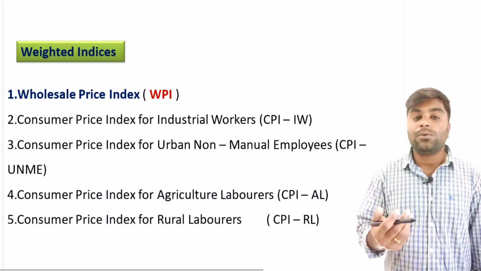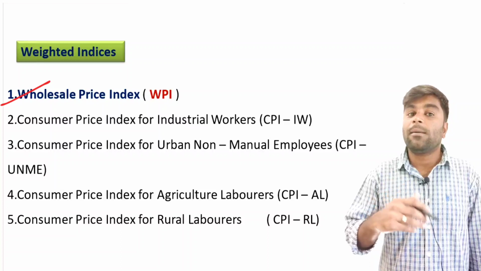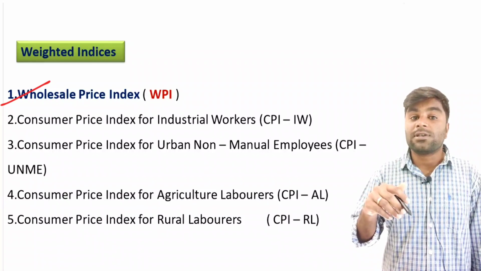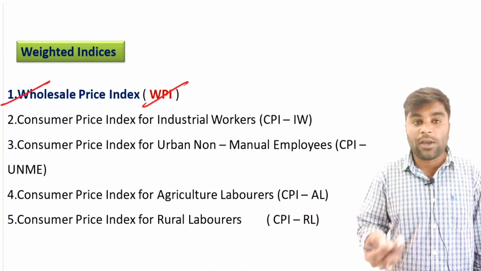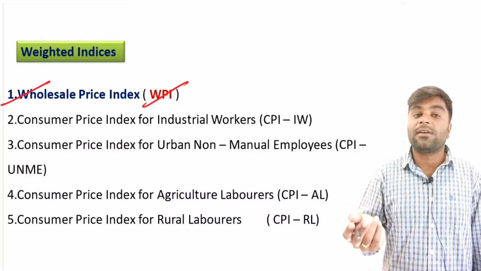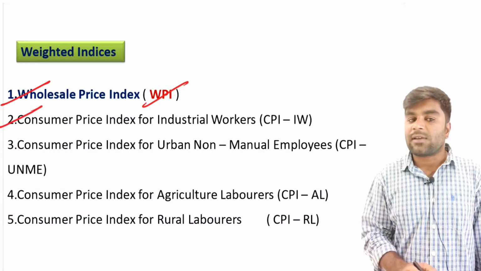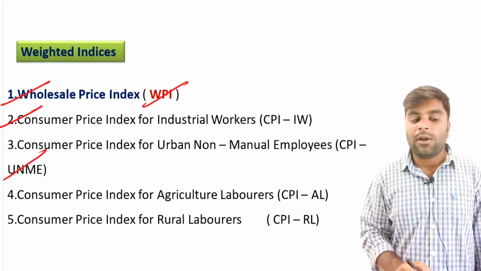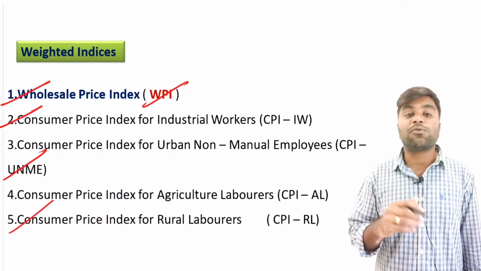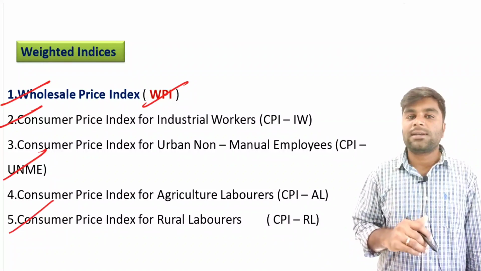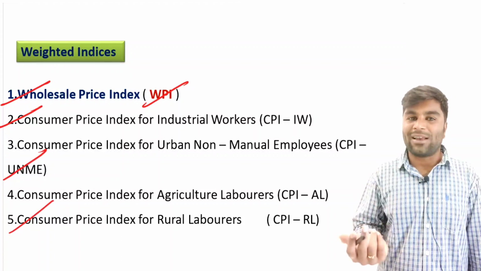Now when it comes to the weighted indices, see, we have different kinds of indices, and in such a way we can calculate different sets of goods and services to express the inflation. Say for example, we have the wholesale price index. Just now we have discussed, it is all about the change in the price index of all products sold in the wholesale market. Now we have the consumer price index for industrial workers, the consumer price index for urban non-manual employees, and the consumer price index for agricultural and rural laborers. We have discussed all these concepts very clearly, the way in which we have discussed the definition and how to calculate the inflation in our economic classes.